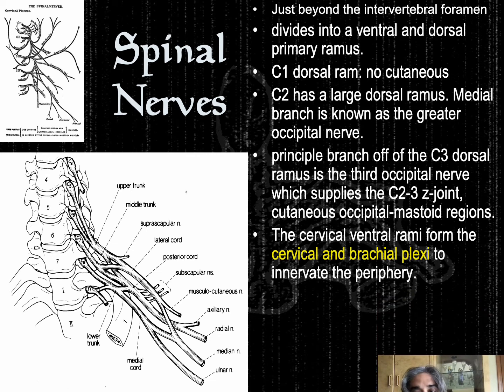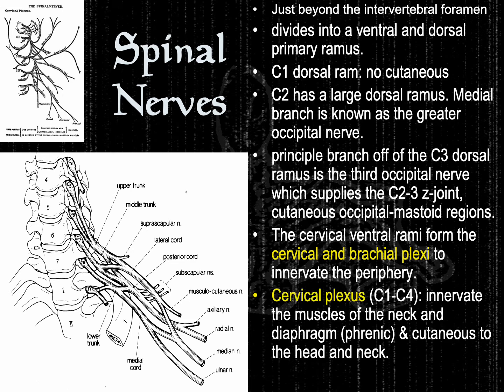The cervical ventral rami from the cervical and brachial plexuses innervate the periphery, and the cervical plexus is also important in innervating the diaphragm. C3, 4, 5 keeps the diaphragm alive.